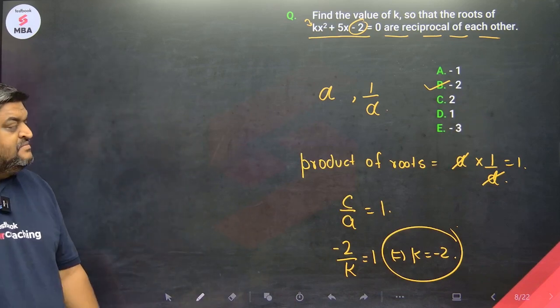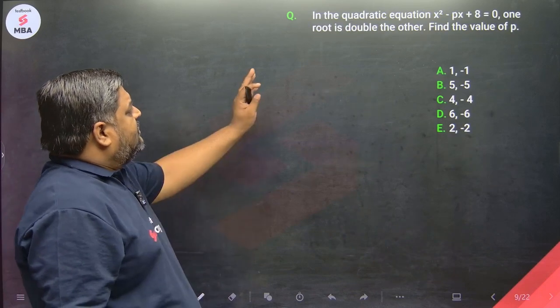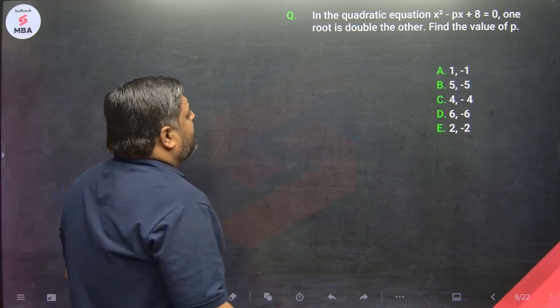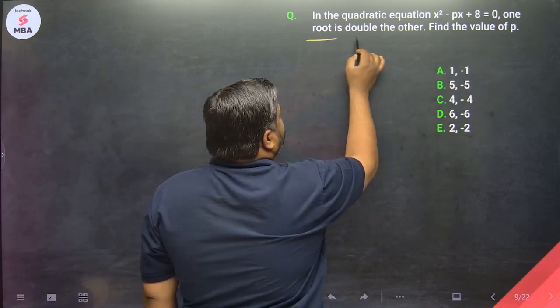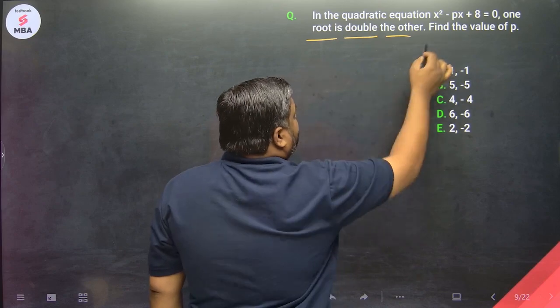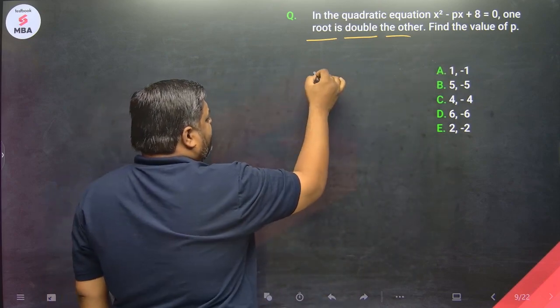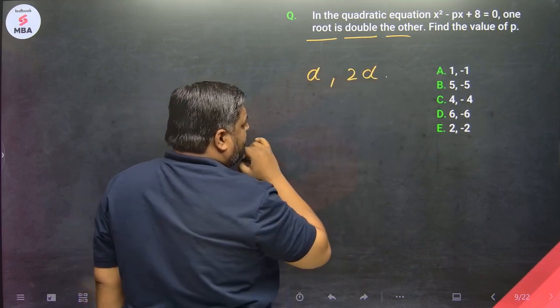Sorted? Very good. Okay, next question, beta. In the quadratic equation x square minus px plus 8, one root is double that of the other. You need to find the value of p. If we say that my first root is alpha, the second one would be 2 alpha.